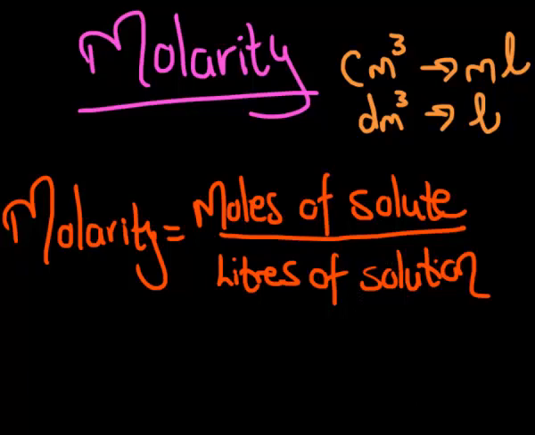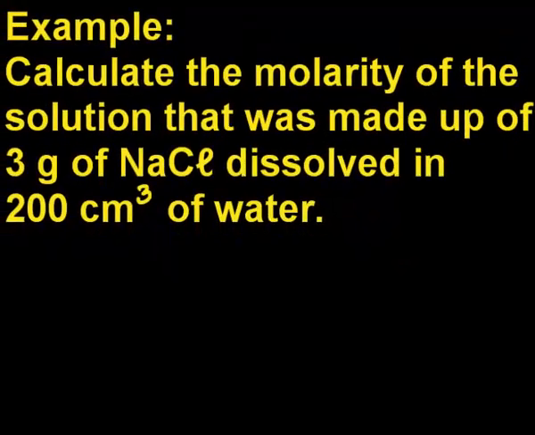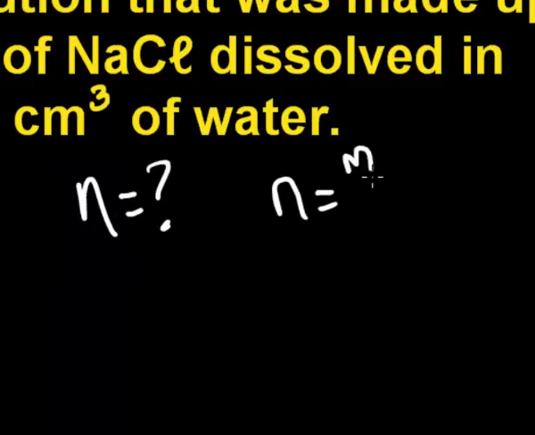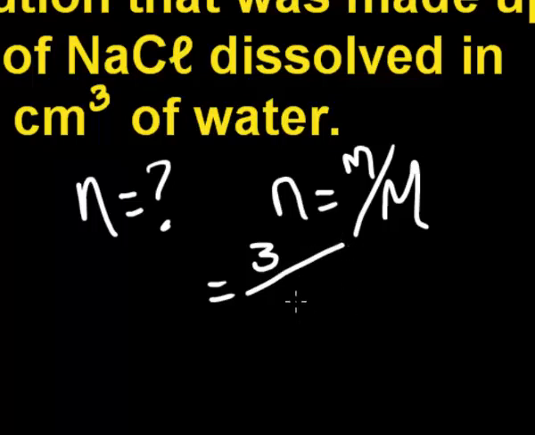Now let's go and apply this to an example. Now the example says go and calculate the molarity of the solution that was made up of 3 grams of sodium chloride that was dissolved in 200 cubic centimeters of water. Now in order to go and calculate the molarity, we said we need to make use of the moles of solute divided by the liters of the solution. Now we at this point do not have the moles of the solute. We would need to go and calculate it using mass divided by molar mass. So the mass of sodium chloride was 3 divided by the molar mass, which is then the 23 plus 35,5.